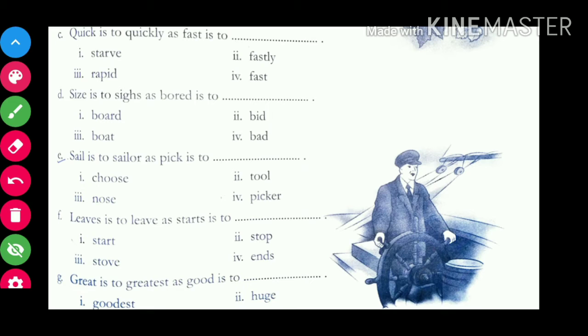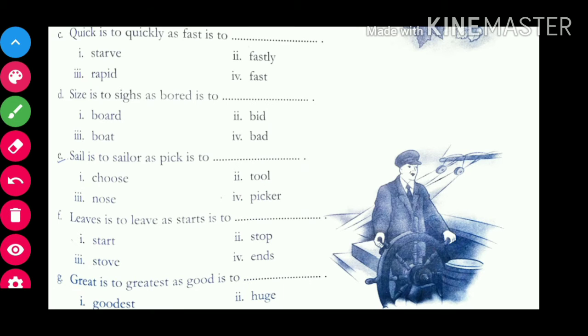Now come to E. If sail is to sailor, so who sails? A sailor sails the boat, or a sailor sails the ship. So if sail is to sailor, then pick is to picker. Okay, this is how you have to do.